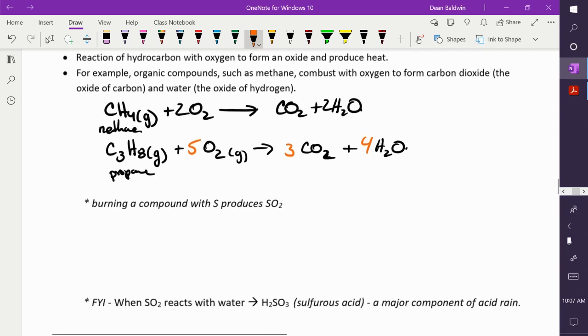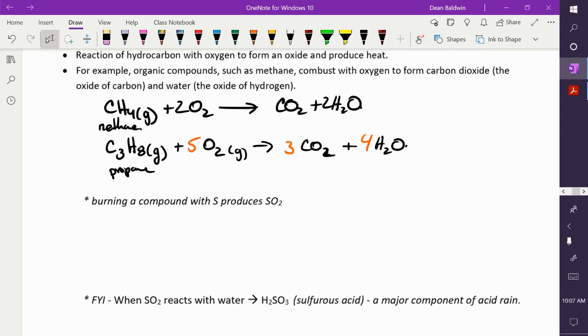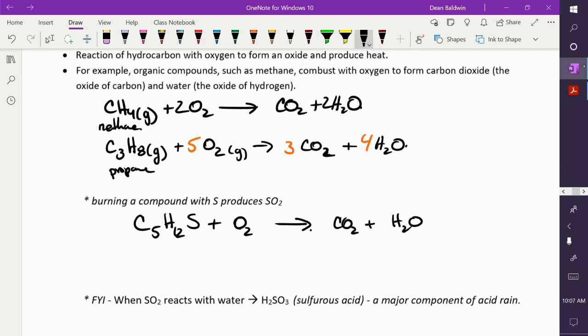If you burn something that has sulfur in it, so for example, it's a hydrocarbon, C5H12S. Whoops. Still need oxygen. Because you're burning a hydrocarbon, you're going to get CO2 and water produced. Always. But you will also produce SO2. Okay? Sulfur dioxide. So just be aware of that.